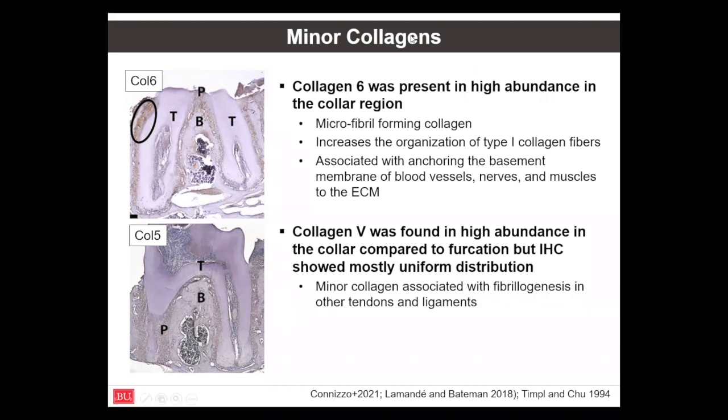Collagen 5 is a minor collagen that's associated with fibrillogenesis. It's been studied very extensively in tendons because mutation in collagen 5 is actually associated with hyperelasticity, and it's the primary cause of Ehlers-Danlos syndrome, which is a hyperelastic connective tissue disorder. Collagen 5 in particular regulates fibril size and distribution. In particular, if you do not have collagen 5, you get larger fibrils, and that can change, obviously, the mechanical function of the tissue.